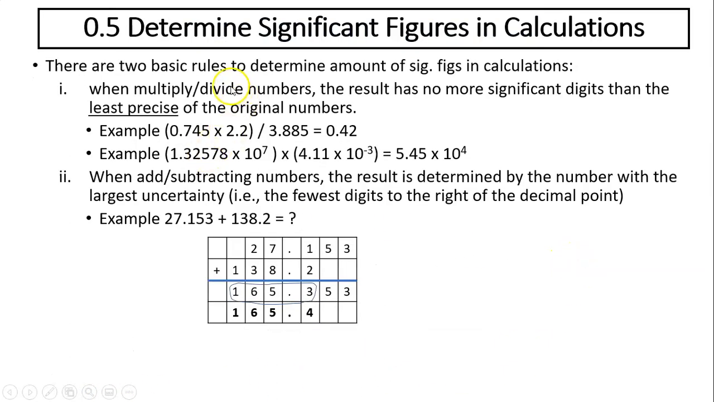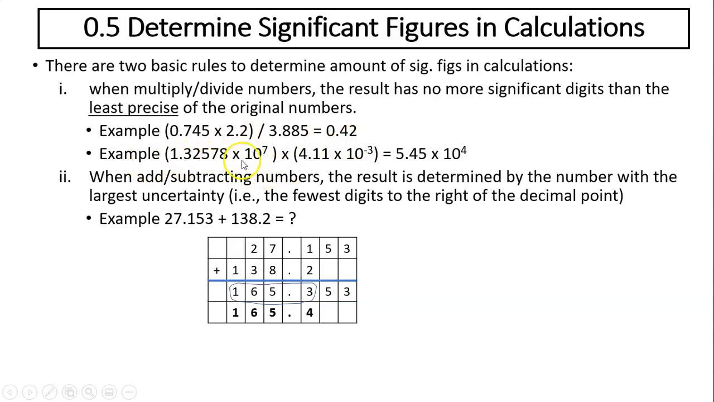Okay. How do we determine significant figures in calculations? There are basically two types of calculations, right? One, multiply or divide. In this case, the result has no more significant digits than the least precise of the original numbers. Take a look at the original numbers. There you have three numbers. The first number has 3 significant figures, the second number has 2, the third number has 4. So the least one has 2, so your answer should only have 2 significant figures.